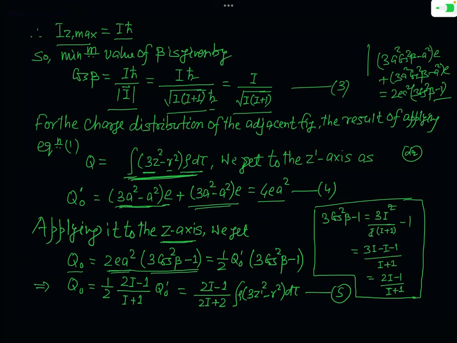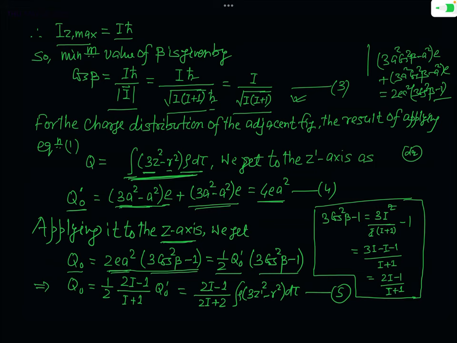Now you can see, as I have calculated the quadrupole moment about the z prime axis, that is about the spin axis, and that is Q naught prime, which is equal to 4ea square. So this 2ea square may be written as 1 over 2 Q naught prime, and the remaining factor is 3 cos square beta minus 1. Now we have already calculated in this equation 3 the value of cos beta.